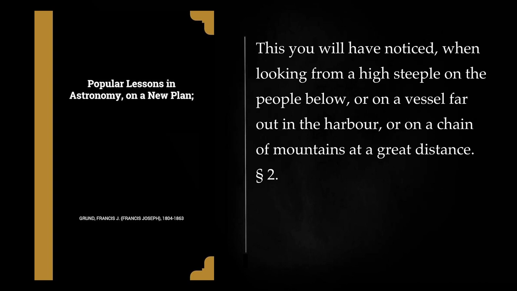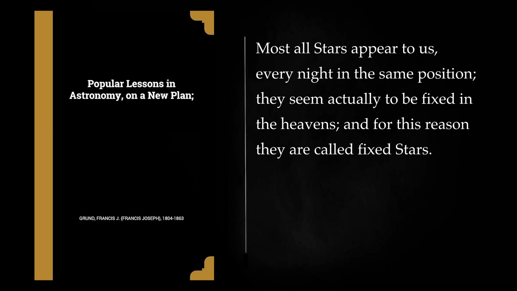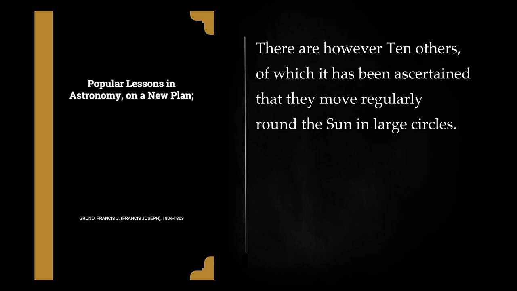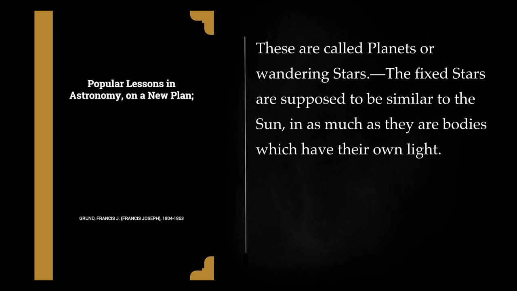Section 2. Most all stars appear to us, every night, in the same position. They seem actually to be fixed in the heavens, and for this reason they are called fixed stars. There are however 10 others, of which it has been ascertained that they move regularly round the sun in large circles. These are called planets or wandering stars.